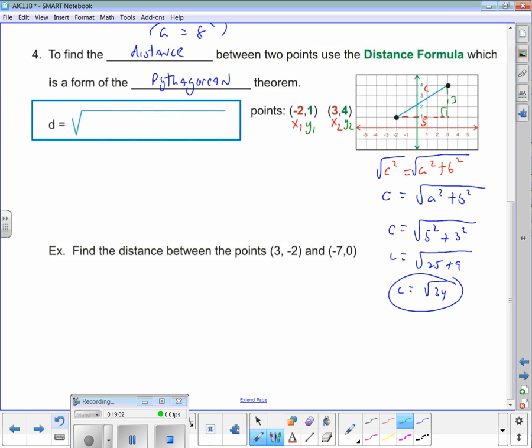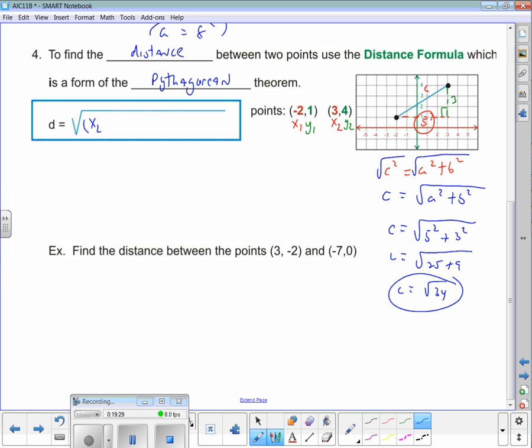So, how could you get this 5? Well, watch. If I did 3 minus negative 2, doesn't that equal 5? It does. And this is where the formula comes from. And how do I get to 3? If I do 4 minus 1, don't I get 3? I do. And that's the way the formula works. So watch. Need a parentheses.